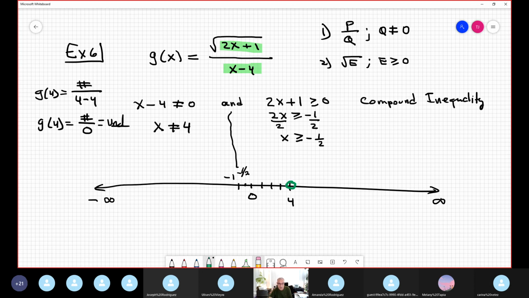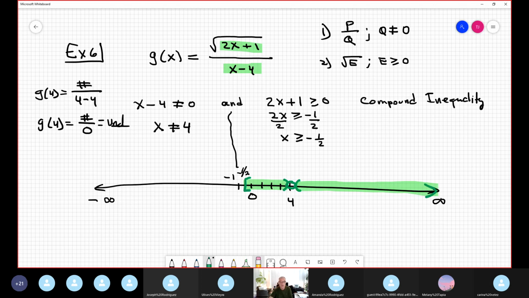Now, my domain is from negative 1 half to infinity. But in the middle of the interval, I found a hole. Therefore, the domain is that part. It's obvious you don't touch 4. So the symbolic way to indicate this idea is parentheses, and we continue forever in that direction.